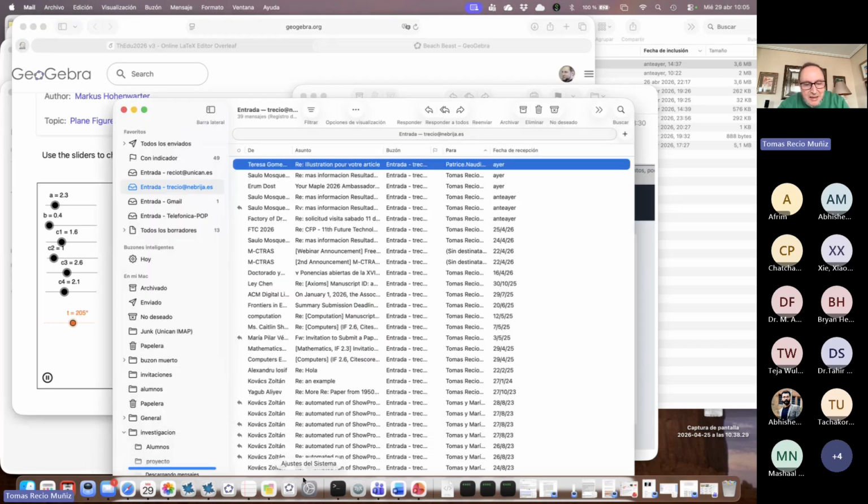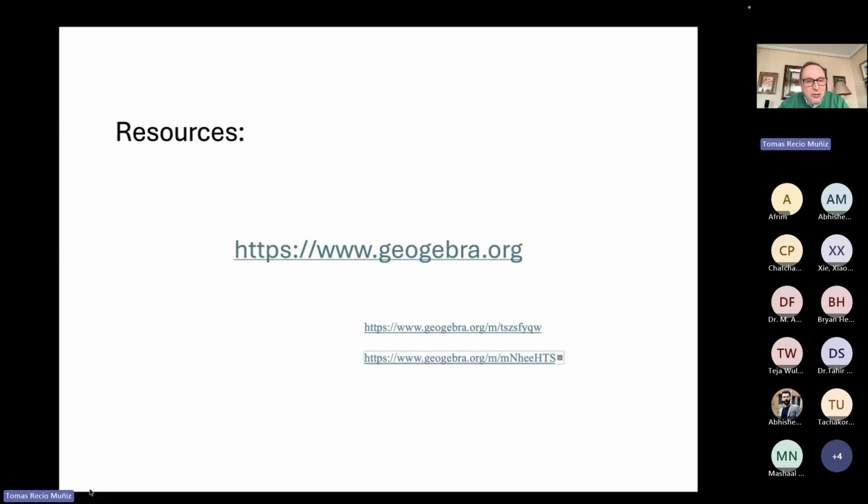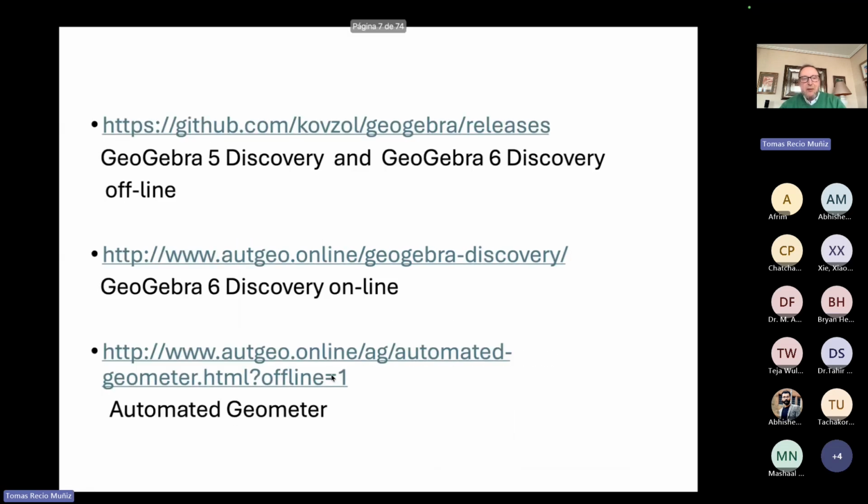Let me show you again some of these resources. We are working with a fork version of GeoGebra. So what I'm going to show you is not about GeoGebra itself, but about a variant of GeoGebra. GeoGebra is free, and this variant is also freely available. You can use it on cell phones, on laptops, and of course on computers, and you can download it from here. This is what we call GeoGebra Discovery.